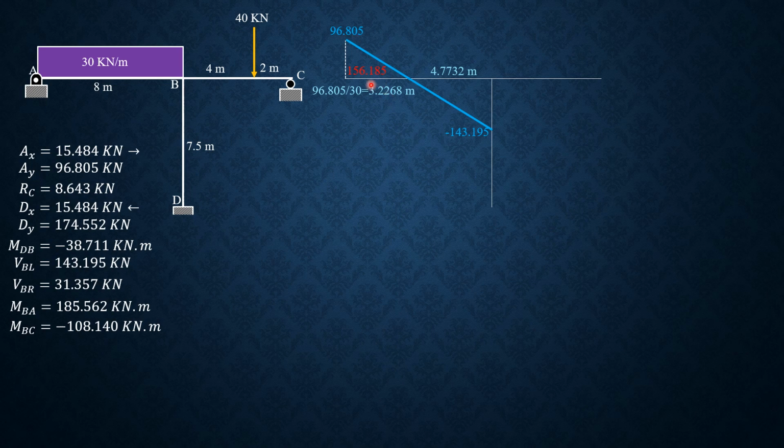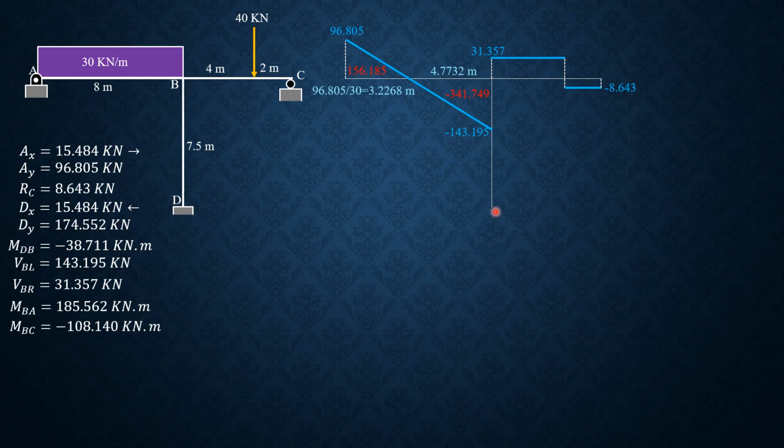You get 156.185. This one is negative 341.749, 1/2 of 4.7732 times 140.195. Then shear at B just to the right, so we rise 31.357. Then constant, then minus 40, so negative 8.640, R sub C. That's correct.